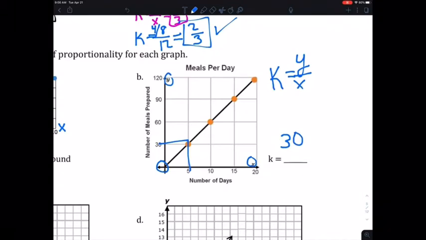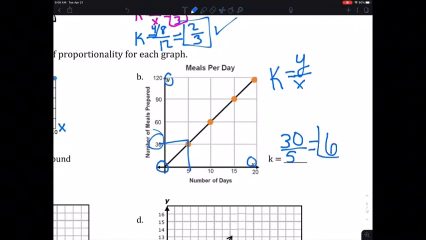30 as my y value. When 30 is my y value, what's the corresponding x value? In this case it would be 5. Is that in simplest terms? Yes, good, you're correct. It's not in simplest terms. So let's put this in simplest terms. 30 divided by 5 would give us what? 6. Good job. And that's my constant of proportionality right there.